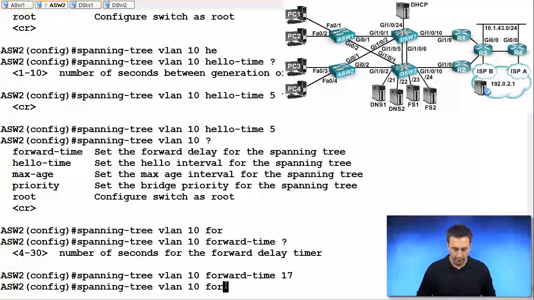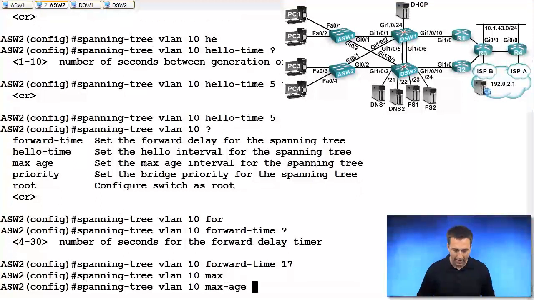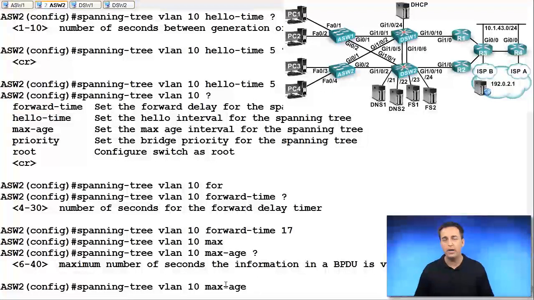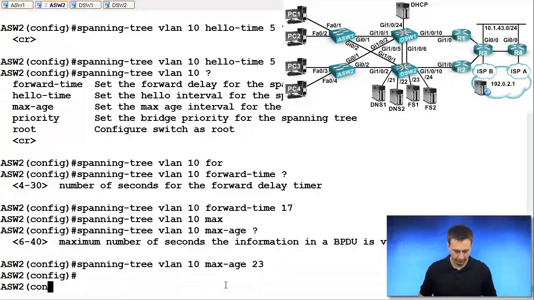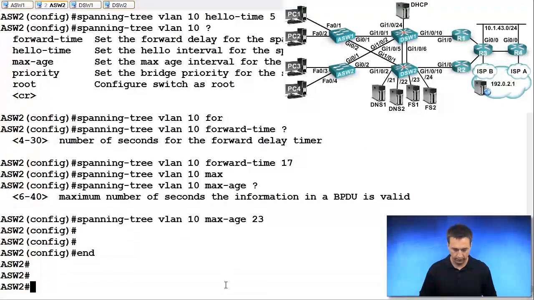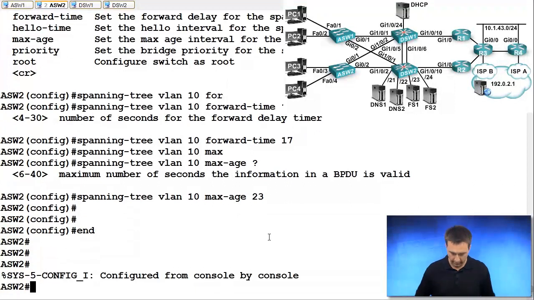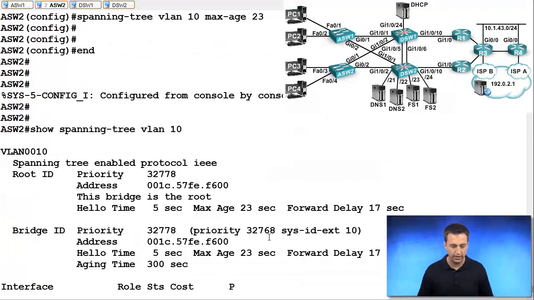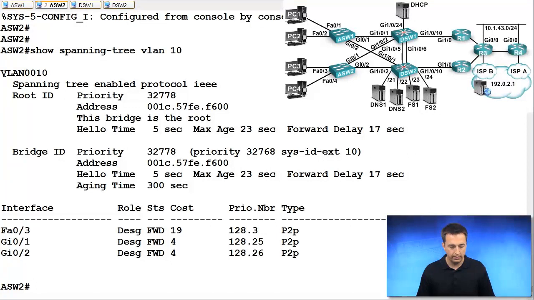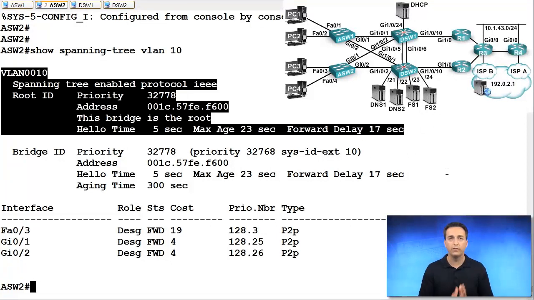And lastly, the max age timer. What did we say the max age timer was? By default, the max age timer is 20 seconds. So let's change that max age timer. Let's change it to 23 seconds. All right, now if we look at the output of show spanning tree for VLAN 10, you can see that the timers are 5 seconds for hello, 23 seconds for max age, and 17 for the forward delay.